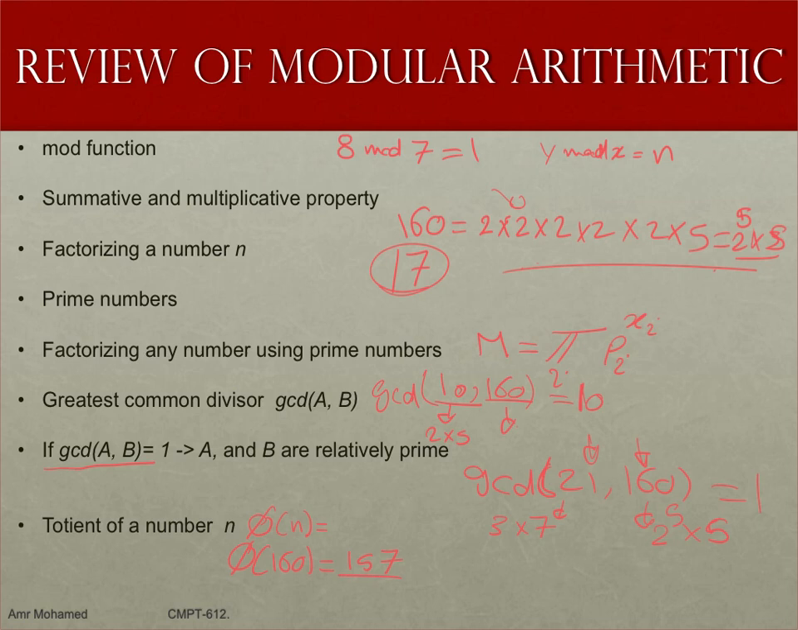So not all the prime numbers. No, not all. Okay? This is the totient of n.